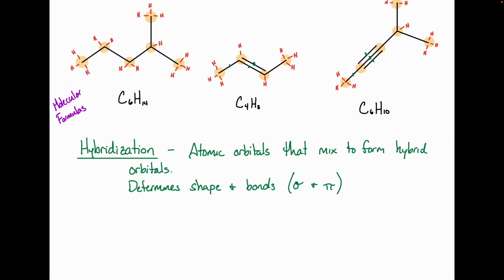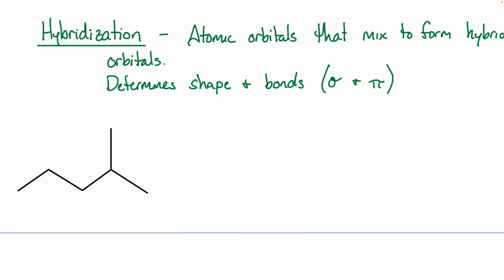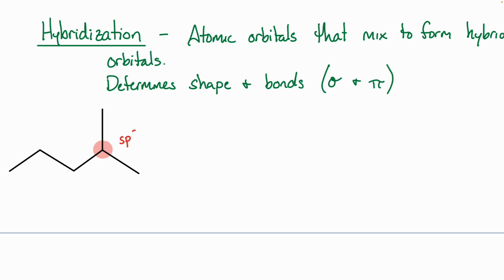All right, so let's take our same examples here. Our alkane, if we just want to pick one of these carbons, they're all going to be the same actually. These are what we would call sp3 hybridized. So alkanes, all sp3 hybridized, as well as all sigma bonds.